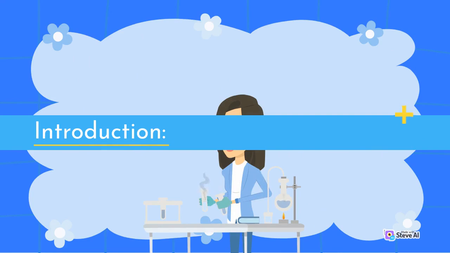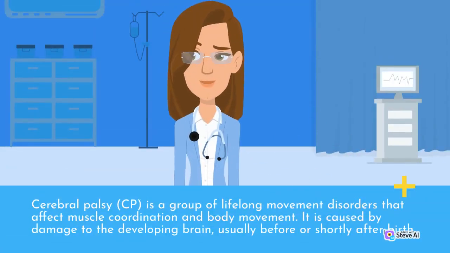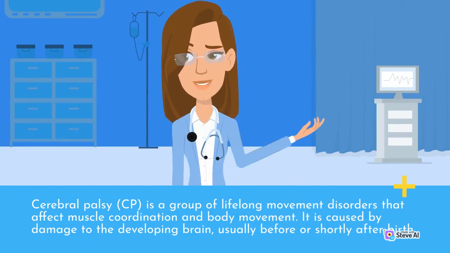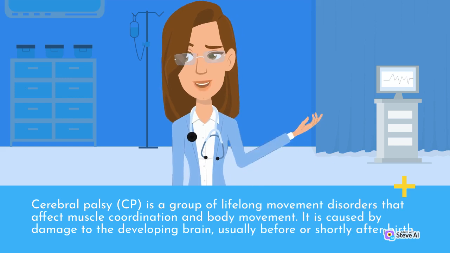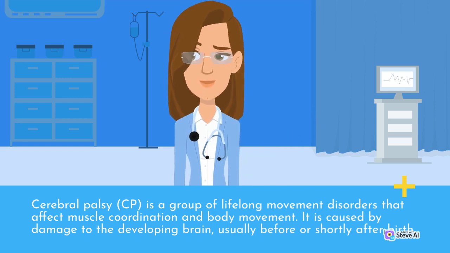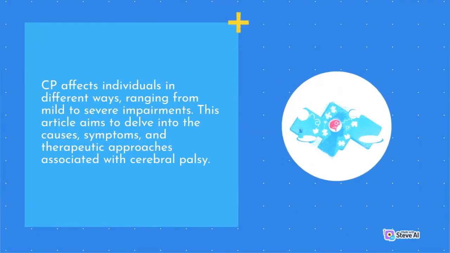Introduction. Cerebral palsy, CP, is a group of lifelong movement disorders that affect muscle coordination and body movement. It is caused by damage to the developing brain, usually before or shortly after birth. CP affects individuals in different ways, ranging from mild to severe impairments. This article aims to delve into the causes, symptoms, and therapeutic approaches associated with cerebral palsy.